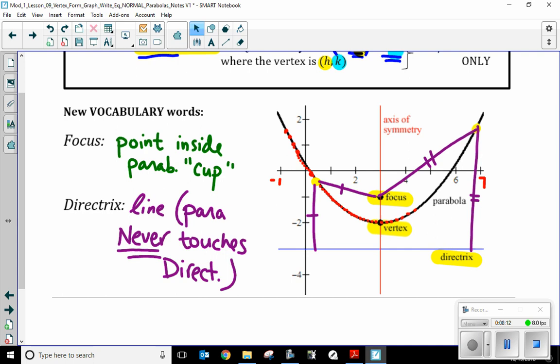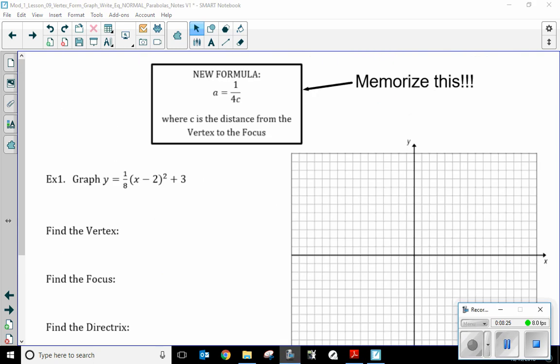Okay? We kind of talked a lot about focus, directrix, and how it pertains to the parabola. That's all introductory stuff. If you want to rewind it and hear it again, that's fine. But we really need to do some math with it and start applying it. And the application is where you're really going to get it. Okay? So let's start doing some math.